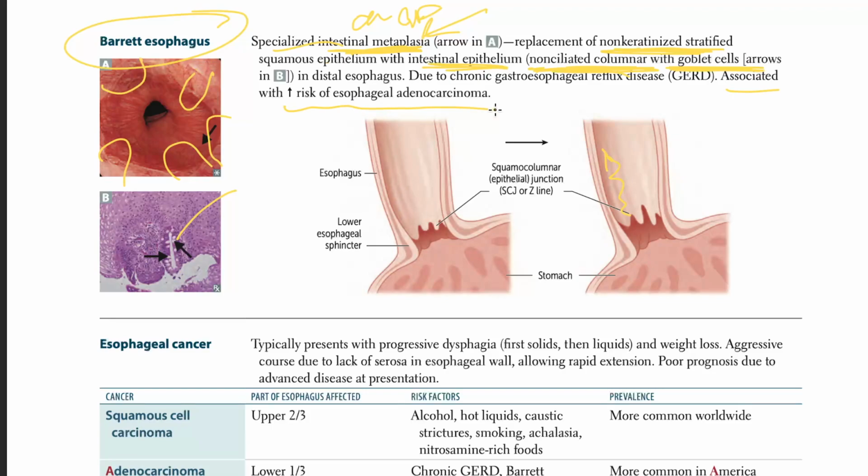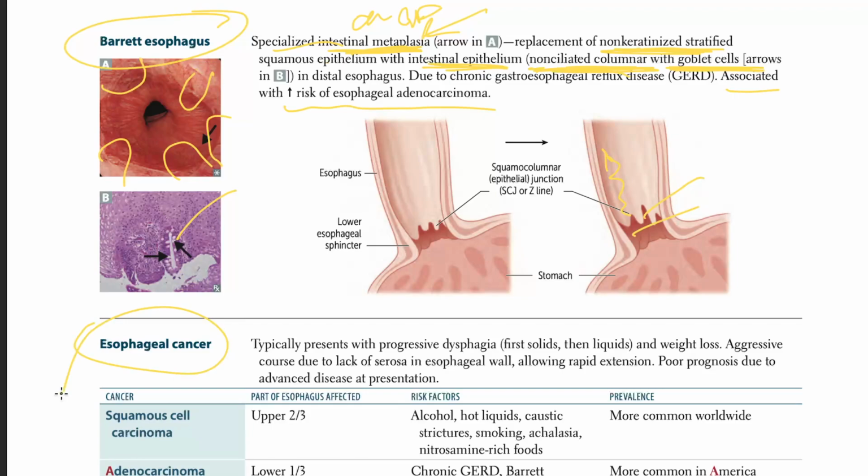Look at the picture: esophagus, lower esophageal sphincter, squamous columnar junction, or the Z line. And look at these beefy red tongues here, and the redness in the Barrett esophagus.